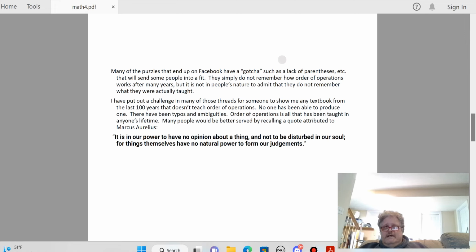Many of these puzzles that end up on Facebook have a gotcha to them, such as a lack of parentheses, that will send some people into a fit. They simply don't remember how order of operations works after many years. It might have been decades since they went to school, but yet they will say, "In my day, you had to have parentheses, or you just solve left to right." They simply don't remember after many years. That's really what it is. But it's not in people's nature to admit that they don't remember what they were actually taught.